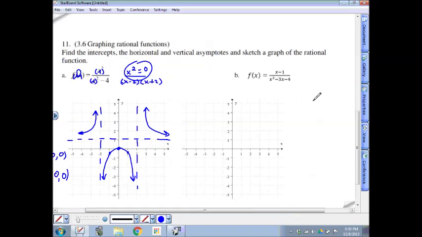For part B, I'm going to want to factor the denominator again, like on part A.